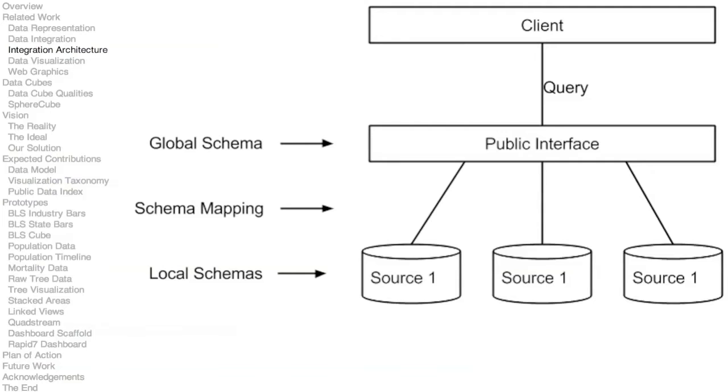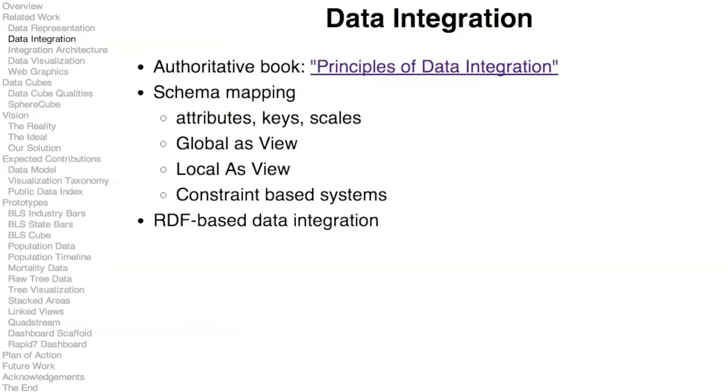This is the general idea of data integration, where there are different data sources. They have local schemas, and there's a global schema that represents sort of a union or a combination of these local schemas. And the client queries this public interface, and then the system deals with integrating the data, querying the sources, and giving back a result in the global schema.